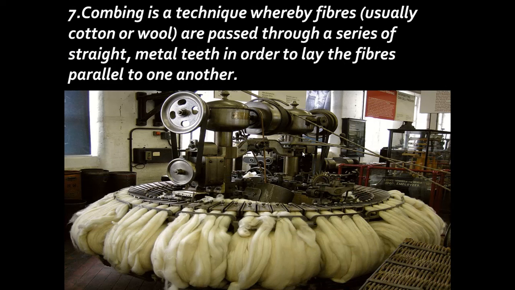Next process is combing. When we have straightened the fiber, it would have got some tangles. We need to remove these tangles, and once again, we should give it a clear, straight finish. For this purpose, combing is done. Combing is a technique whereby fibers are passed through a series of straight metal teeth in order to lay the fibers parallel to one another. Here you can see in the image how it is combed.